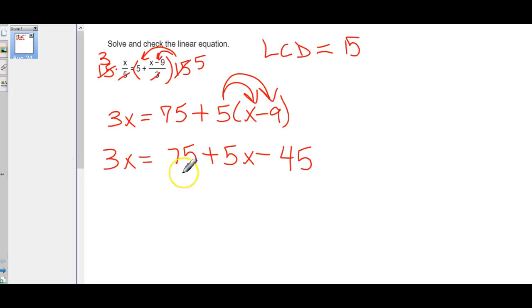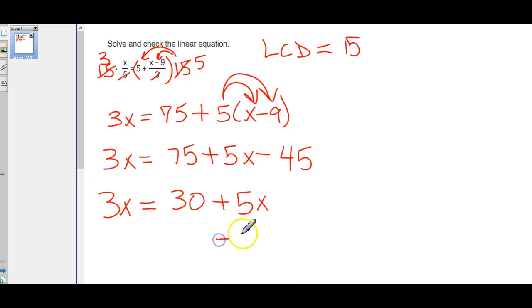And now that I've distributed, I want to combine any like terms. There's no x's here, so these are like. So there's a 3x equals 75 minus 45 is 30 plus 5x. And then finally, next to last step, group your x's together on one side and your constants on the other. So I have just x's over here. I have a constant and an x over here.